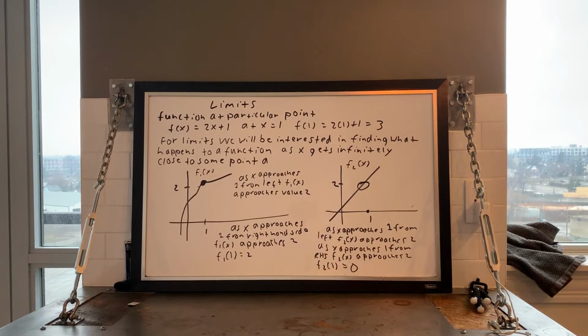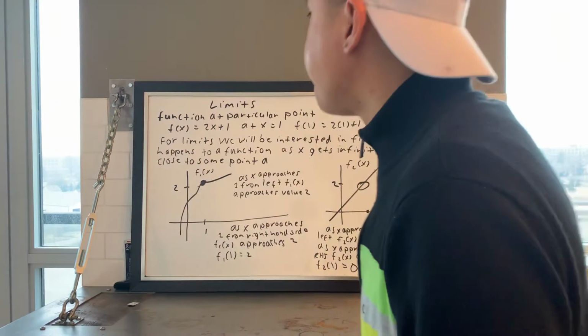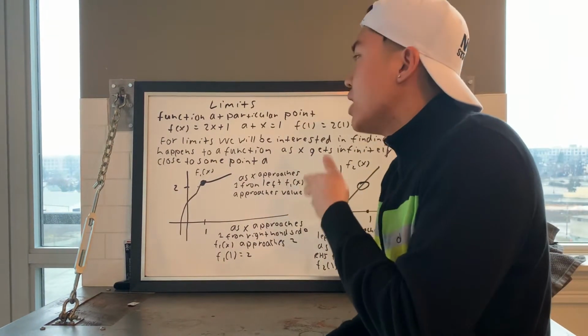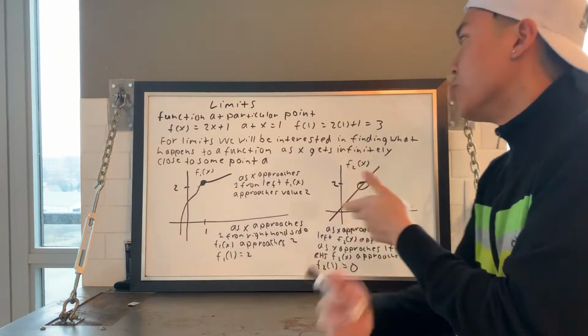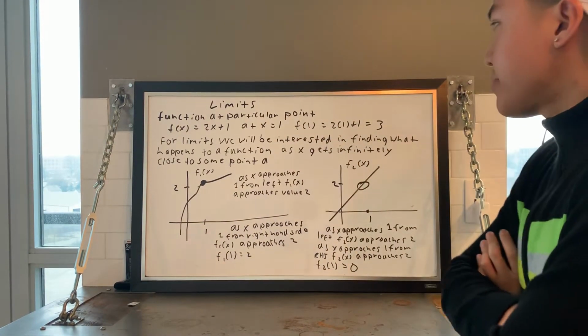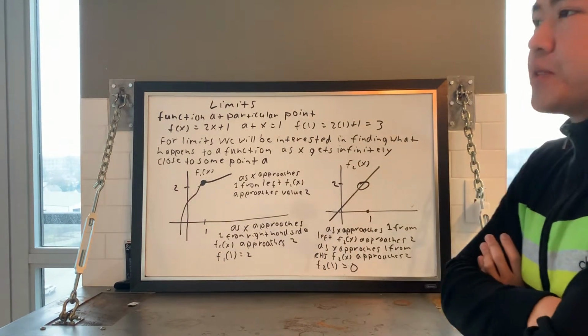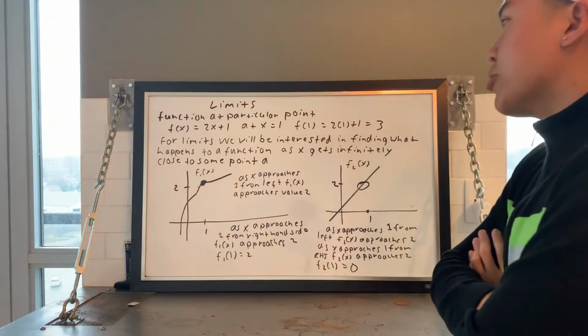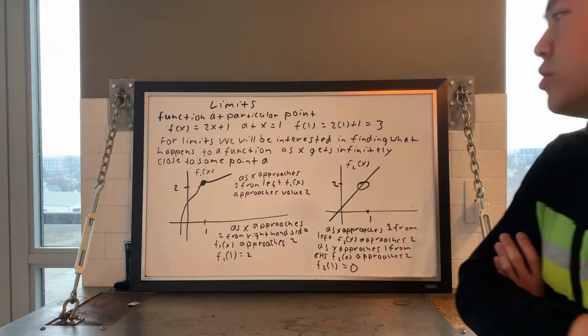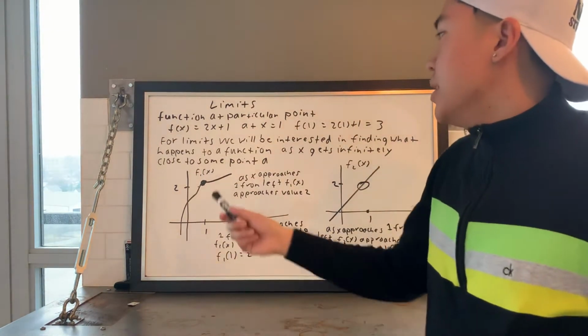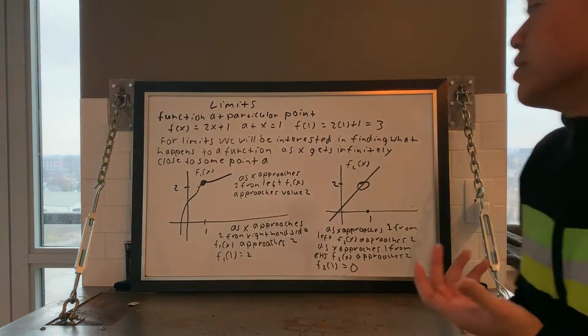Alright guys, so right now we're going to talk about limits. In the past we talked about functions at particular points, so if you had f of x equals 2x plus 1, we'd sub in 1, and we get 3, just 2 times 1 is 2, plus 1. Now for limits, we will be interested in finding what happens to a function as x gets infinitely close to some point. And the best way to learn this is to look at examples.